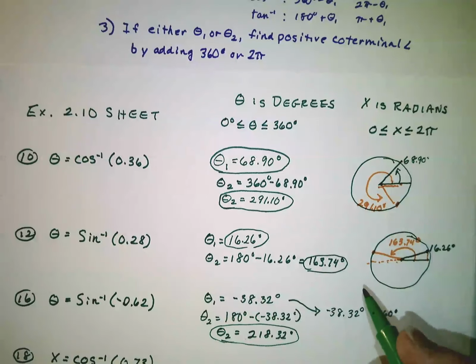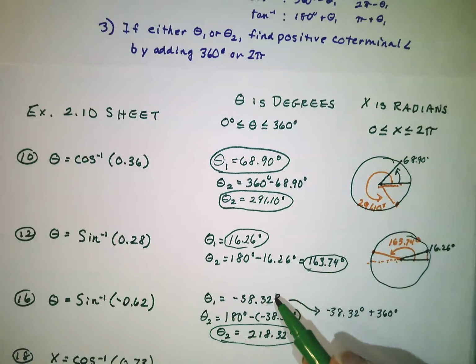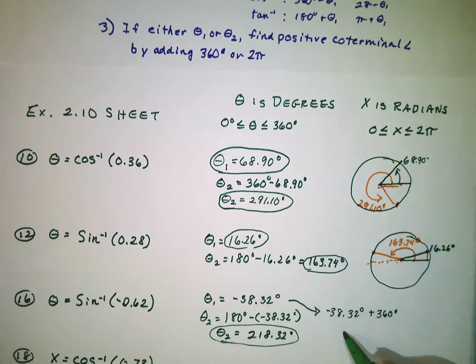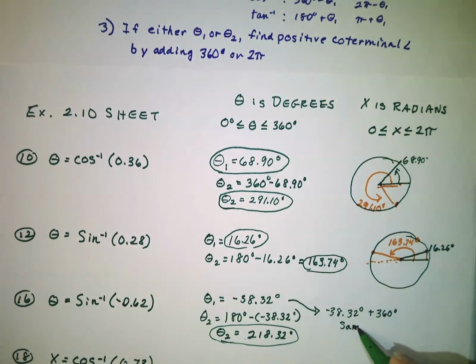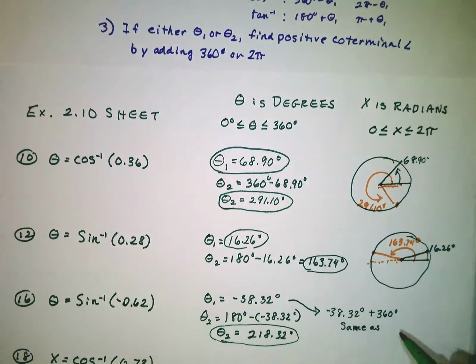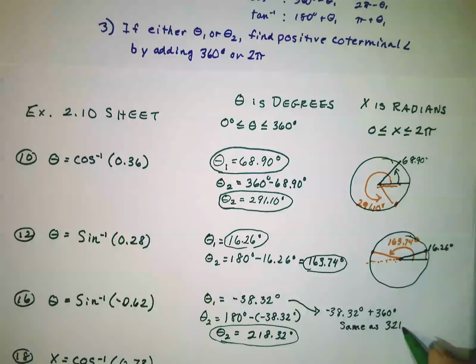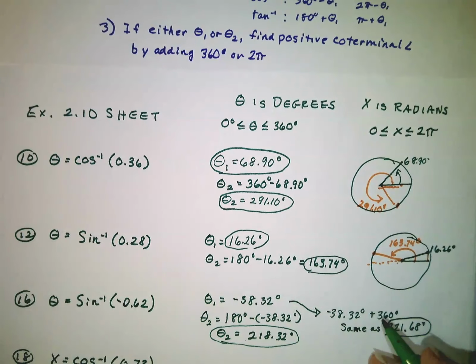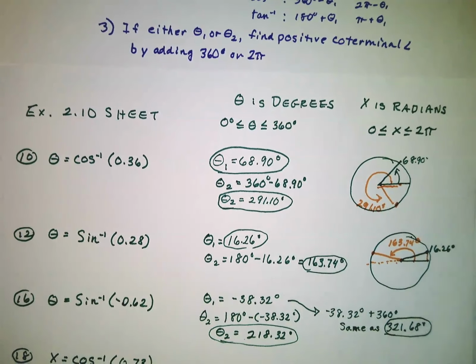This is not a brand new angle. This is just another way to name this one. We're not getting a third angle in the circle. That negative 38.32 degrees is going to end up in the exact same place as 321 and 68/100 degrees. So that would be our other angle. Actually, it's our first angle, just in positive form.